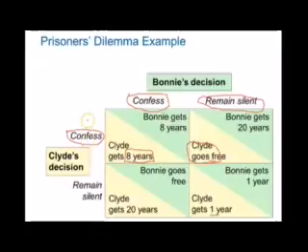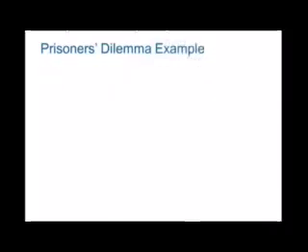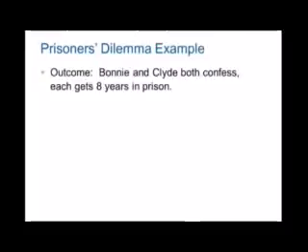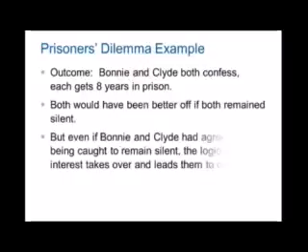So if both of them confess, then this is the outcome they get. Instead of just spending 1 year in prison, since they both confessed, they both get 8 years in prison. So the Nash equilibrium is both of them confess. Bonnie and Clyde both confess and they each get 8 years in prison. It would be better off if they both remain silent.